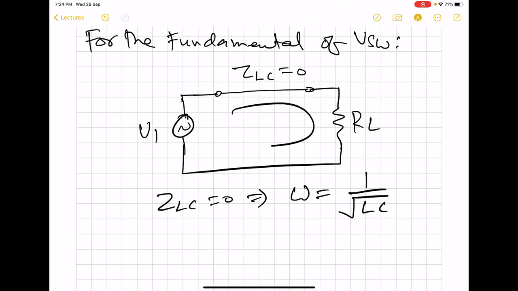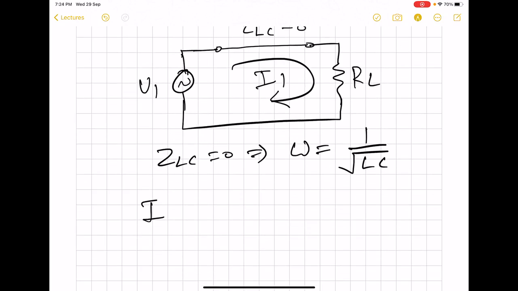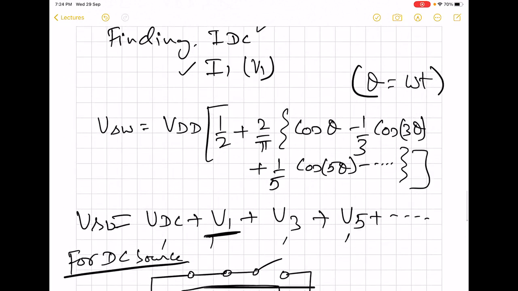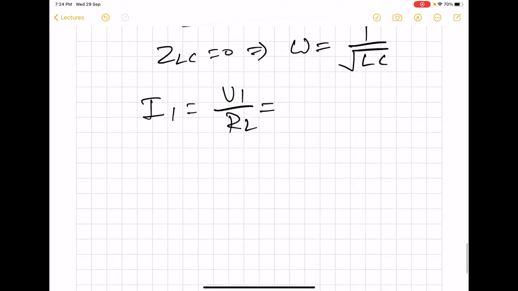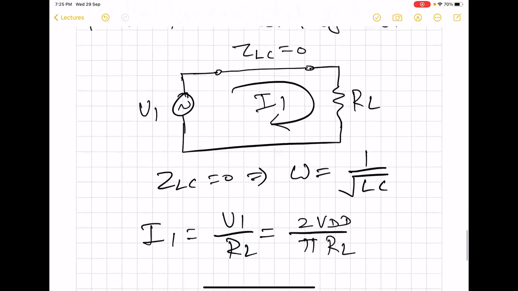Here obviously a fundamental current I1 will flow, and we can quickly calculate it. This will simply be V1 by RL. And V1 is VDD into 2 by pi. So this becomes 2 VDD by pi RL. This is the fundamental current that will be flowing through RL.